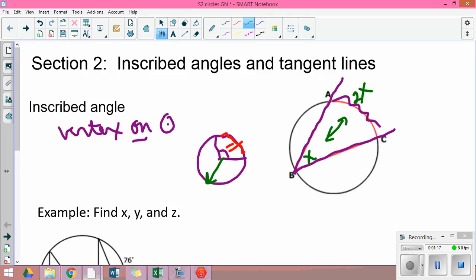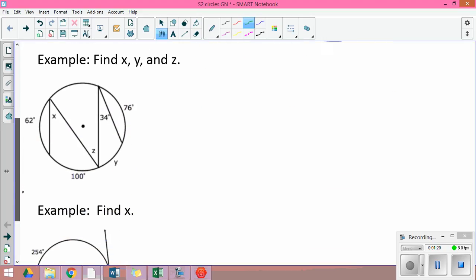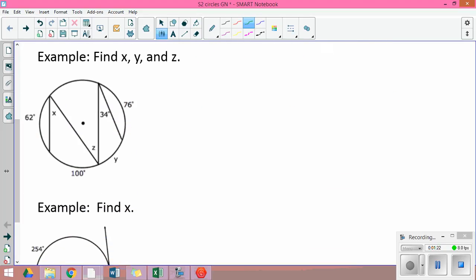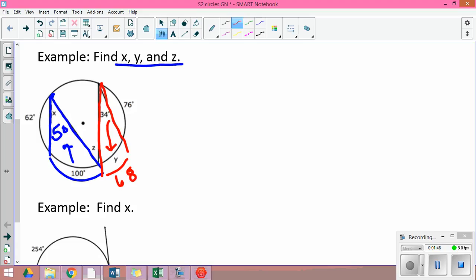So if we look at a couple of examples, it's kind of that angle chase idea that you have to work your way through. I would never worry about finding it in this order. So let's just start here. This angle X is going to cut out this arc right here. When I go back in, it gets smaller. That means X is 50. When I look at finding Y, that cuts out this arc. When I go out, I double to 68.